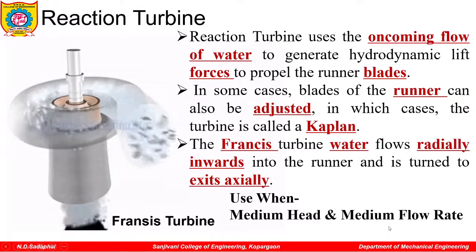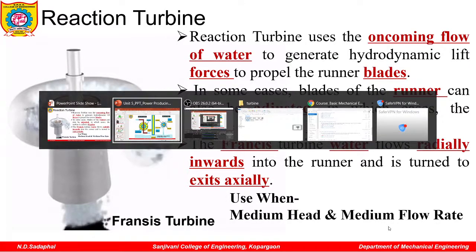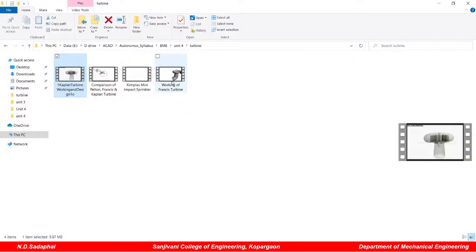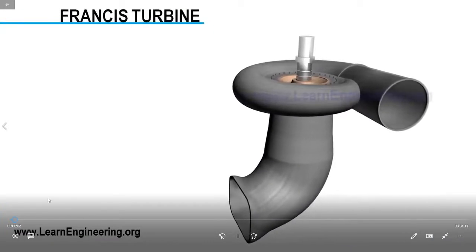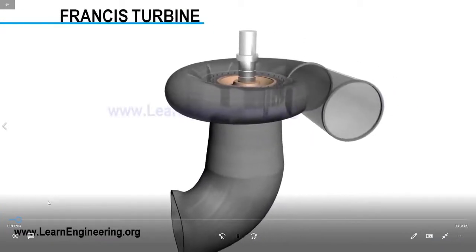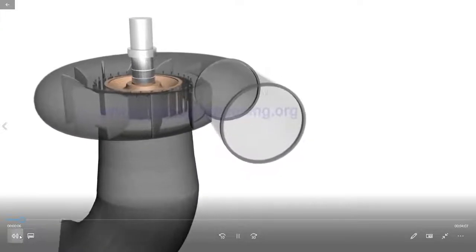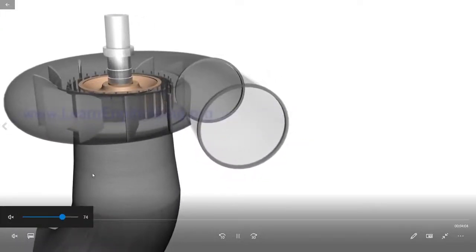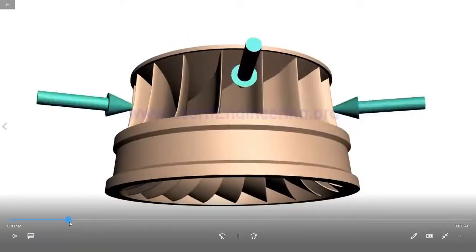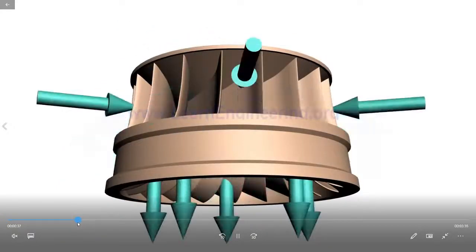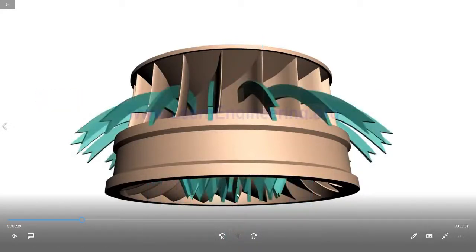So we'll see the Francis turbine, how it works. Francis turbines are the most preferred hydraulic turbines. It contributes about 60% of the total. You can see here the Francis turbine. These are the blades of the turbine. Water enters radially. Water enters from these points and exits axially.